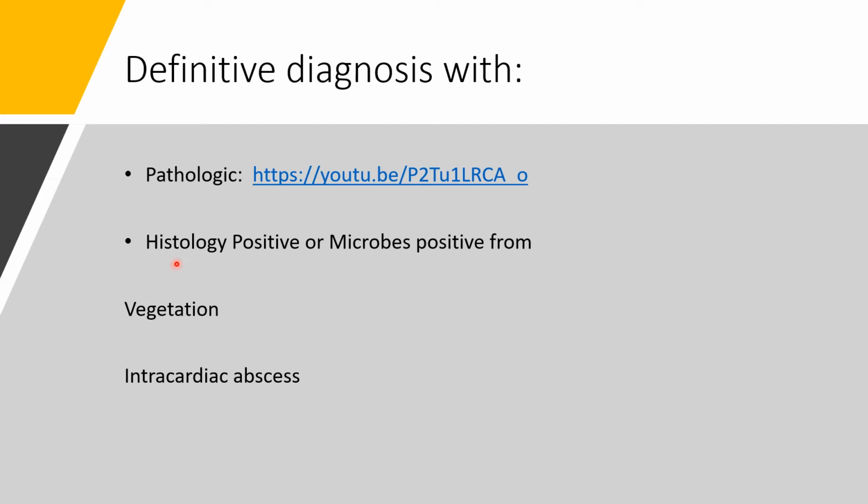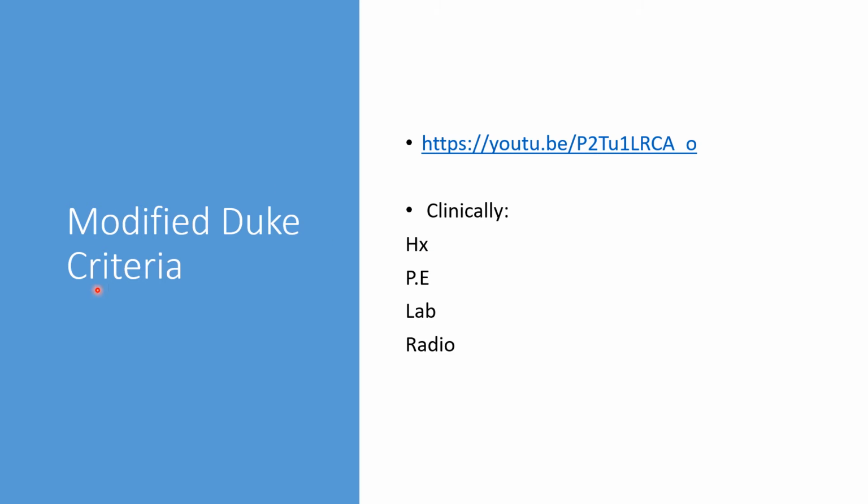Here we will be dealing with histology. Remember, it's pathologic, right? If histology is positive for infective endocarditis using vegetation or intracardiac abscess, or microbes are positive for the specific organisms responsible for infective endocarditis using vegetation or intracardiac abscess, you'll be fine. Still under modified Duke criteria, if you click on this you understand better: clinically, history and physical examination, in addition to the laboratory and radiological investigations, will guide us to make a clinical diagnosis using modified Duke criteria. This link will provide more explanation.